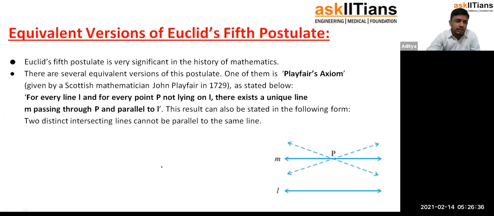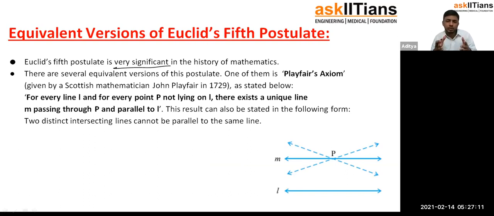Fine. Now let us see the equivalent versions of Euclid's fifth postulate. As I have already discussed, it is a very significant postulate in the history of mathematics. There are several equivalent versions of this postulate. One of them is Playfair's axiom. What does that state? It states that for every line L and for every point P not lying on L, there exists a unique line M passing through P and parallel to L.